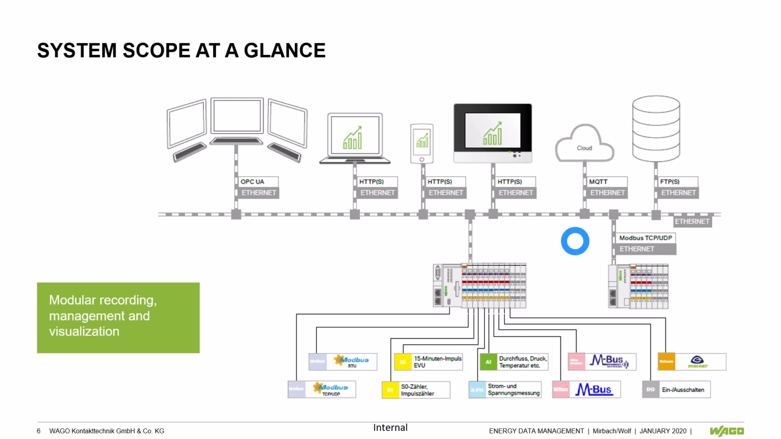M-Bus meters are also supported. It's also very often used, especially in buildings. EnOcean is supported. If you have a room operating panel, maybe in a meeting room or an office, and you want to log the temperature of this room, you can do it with an EnOcean room operating panel, for example. That is what you can directly connect to the WAGO node.